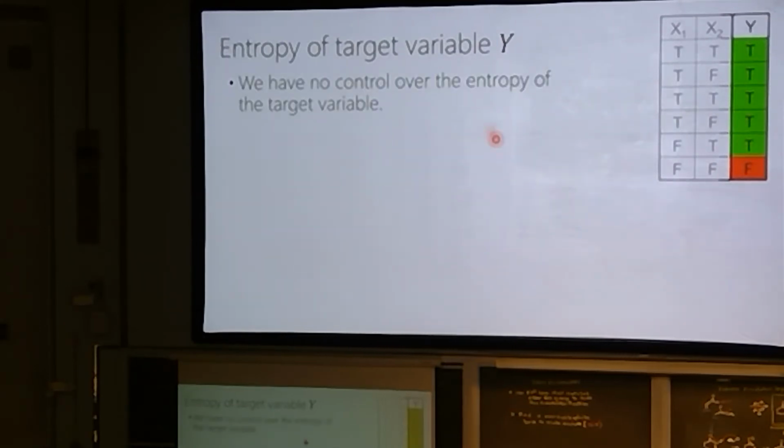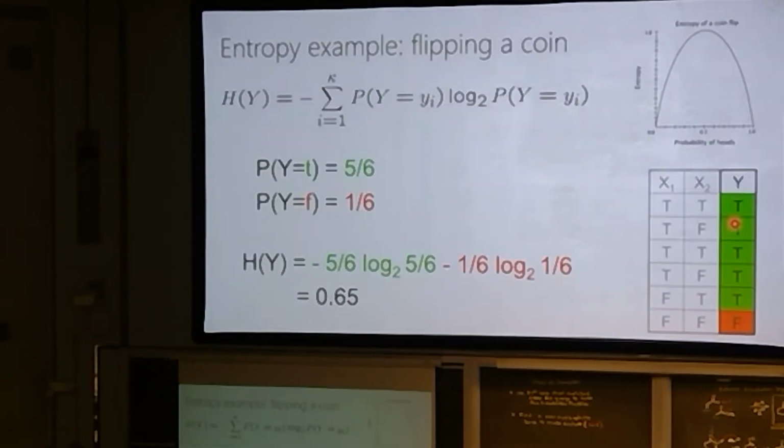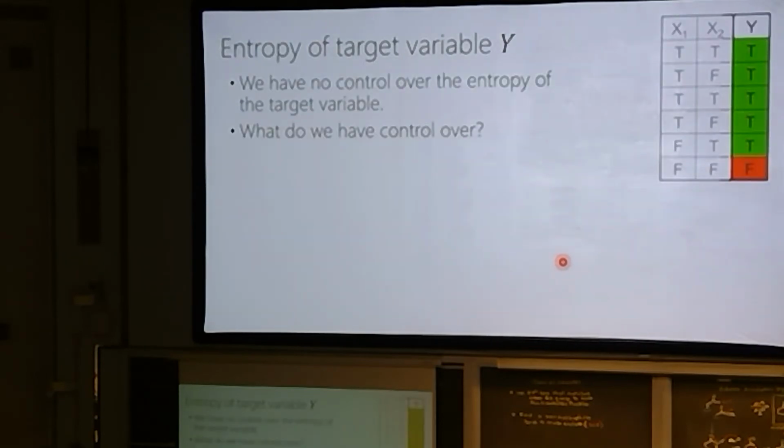Well, no, I have no control over that, right? These are just my training data. The entropy of this is exactly what it is. This is actually the entropy of the target variable in this toy data set, and I have no control over it. It's just given to me. So, can anyone take a guess what we do have control over that's related to entropy? How can you think of some way we might use entropy to pick a feature to split on?